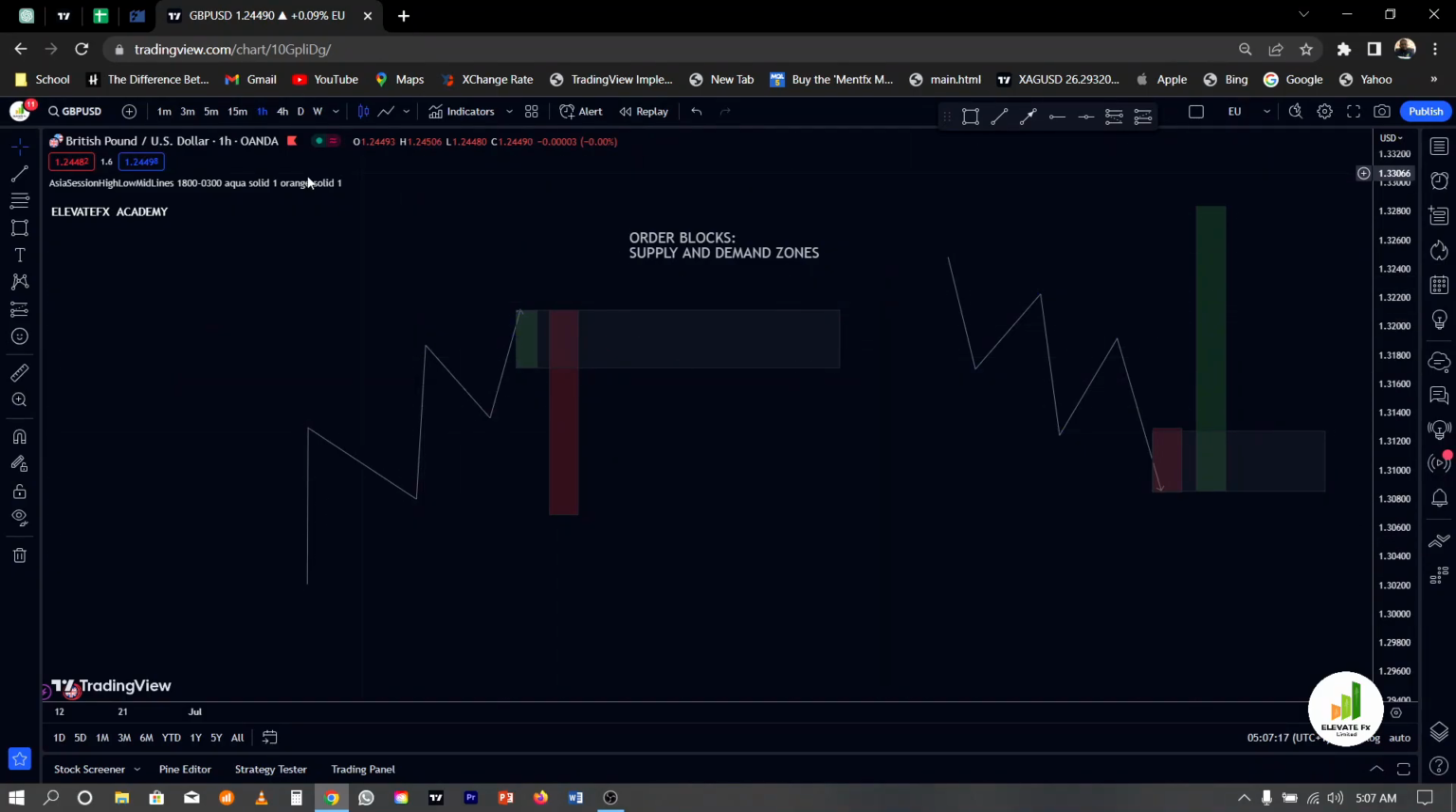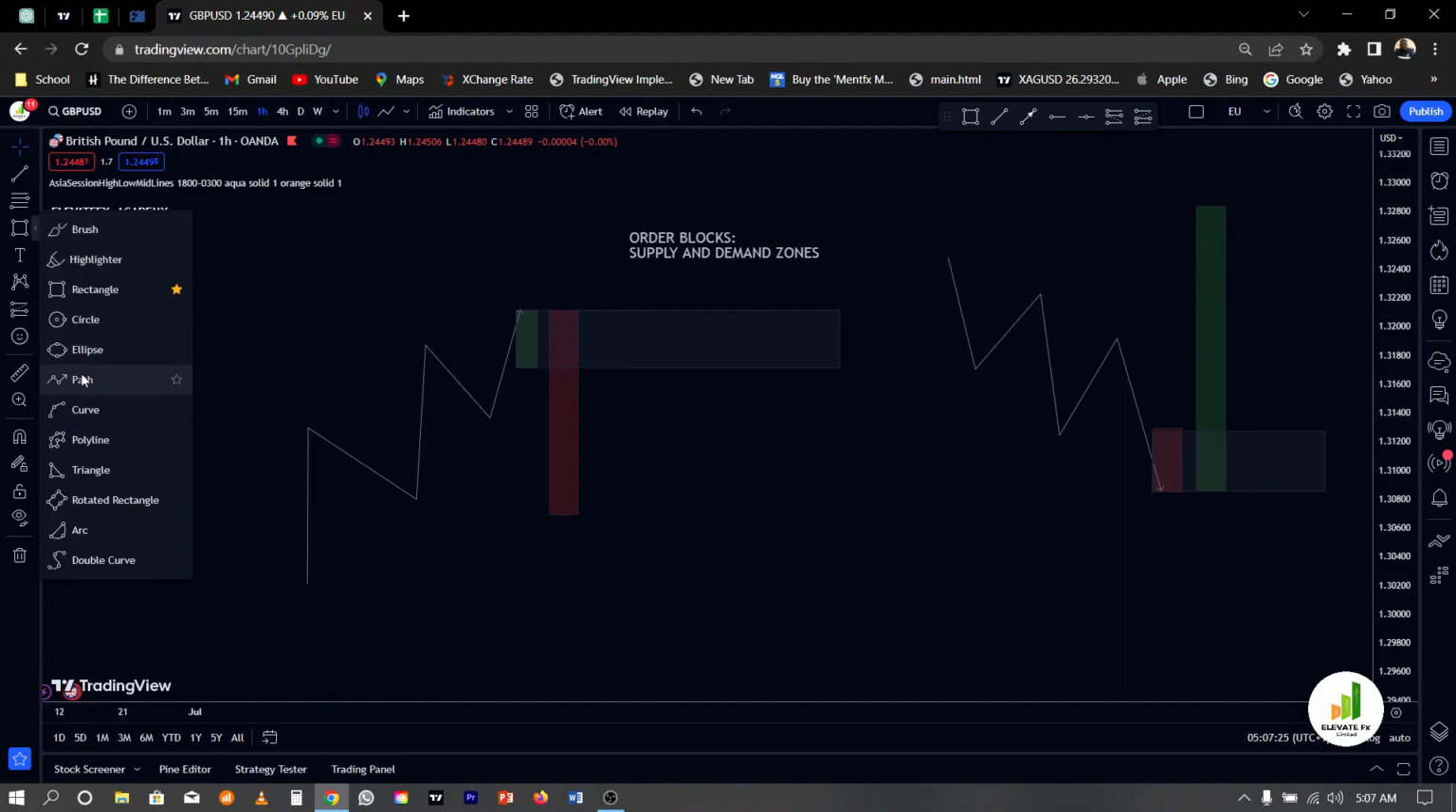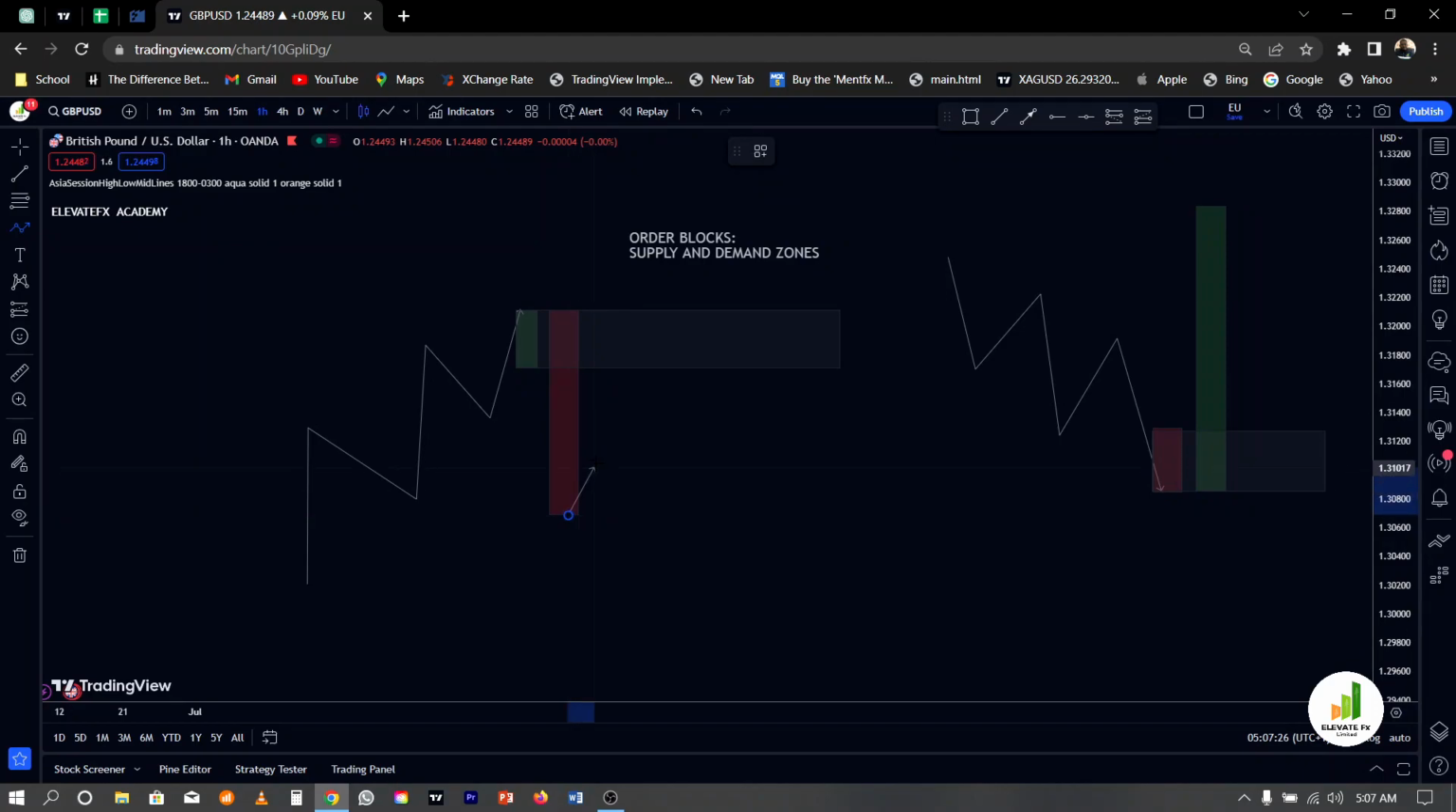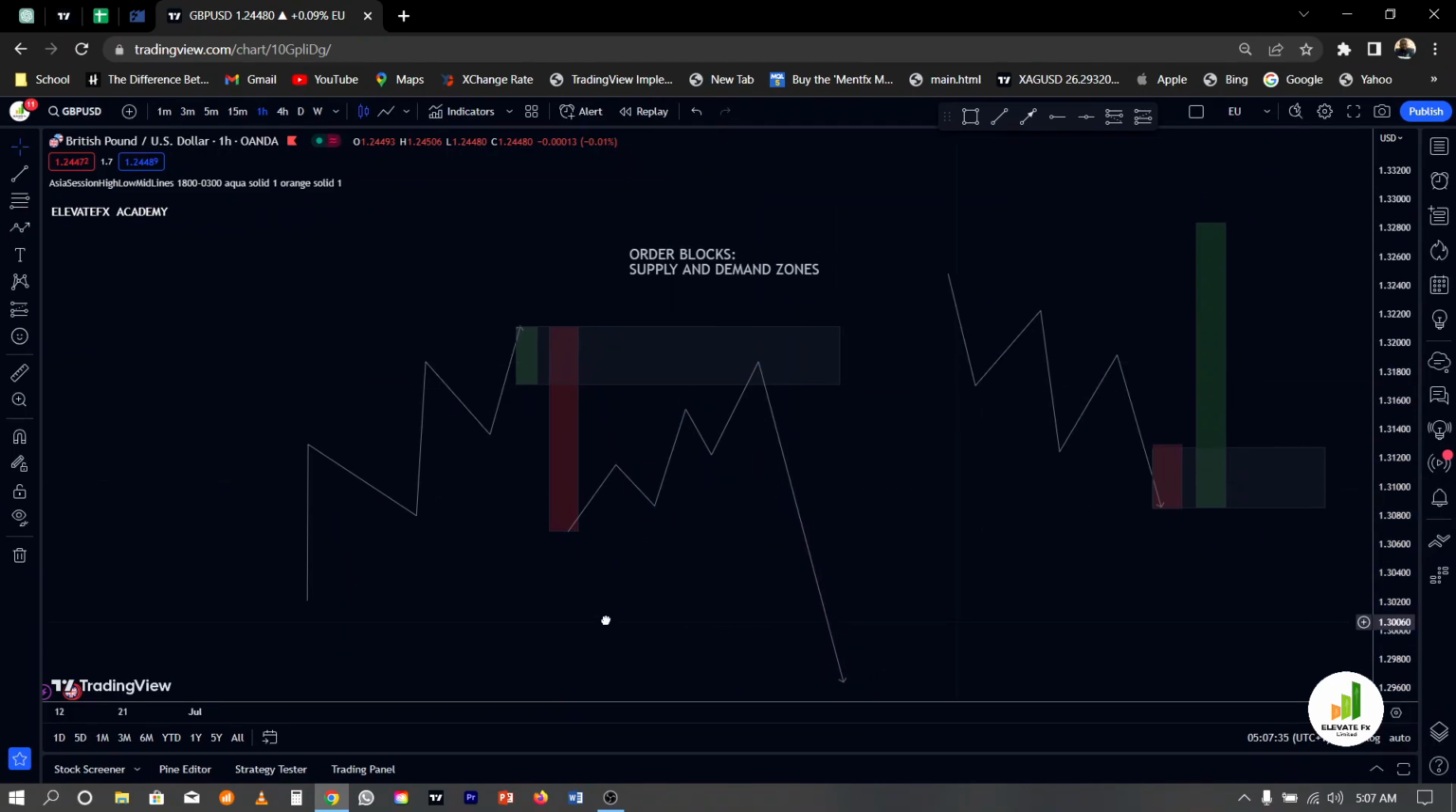What most likely happens in these kinds of scenarios is this: you see price come back like this, trading into this region, and once it hits this supply zone, price takes off. We're going to explain in a minute why this happens. In this case, you see price come back down like this, and boom, takes off.